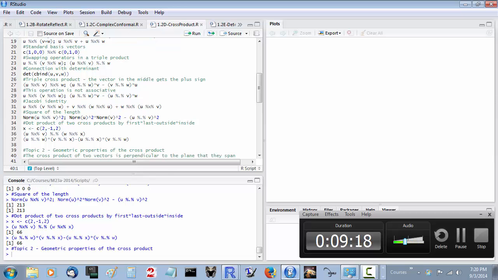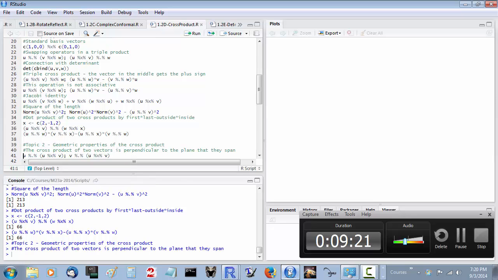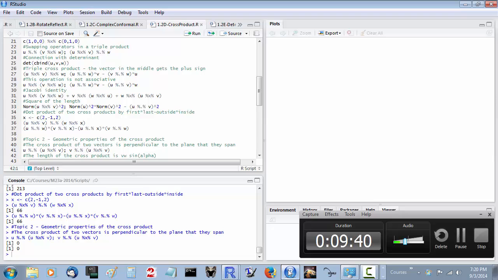Now let's think about this geometrically. As you've learned, if you've ever taken a physics course, the cross product of two vectors is perpendicular to the plane that they span, and the way we prove this algebraically is by taking the dot product of each of the two vectors u and v with their cross product. In both cases I get 0, proving that both these vectors are perpendicular to their cross product.